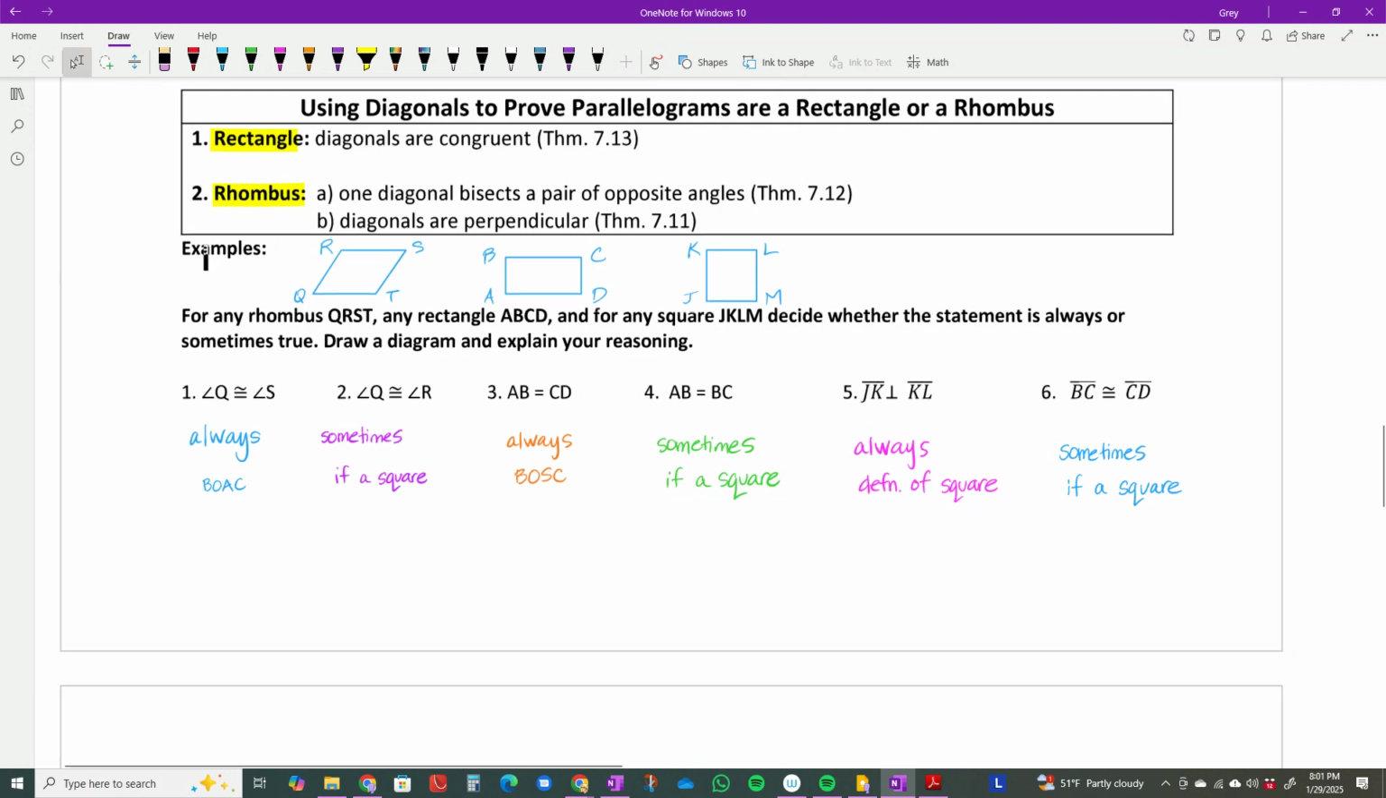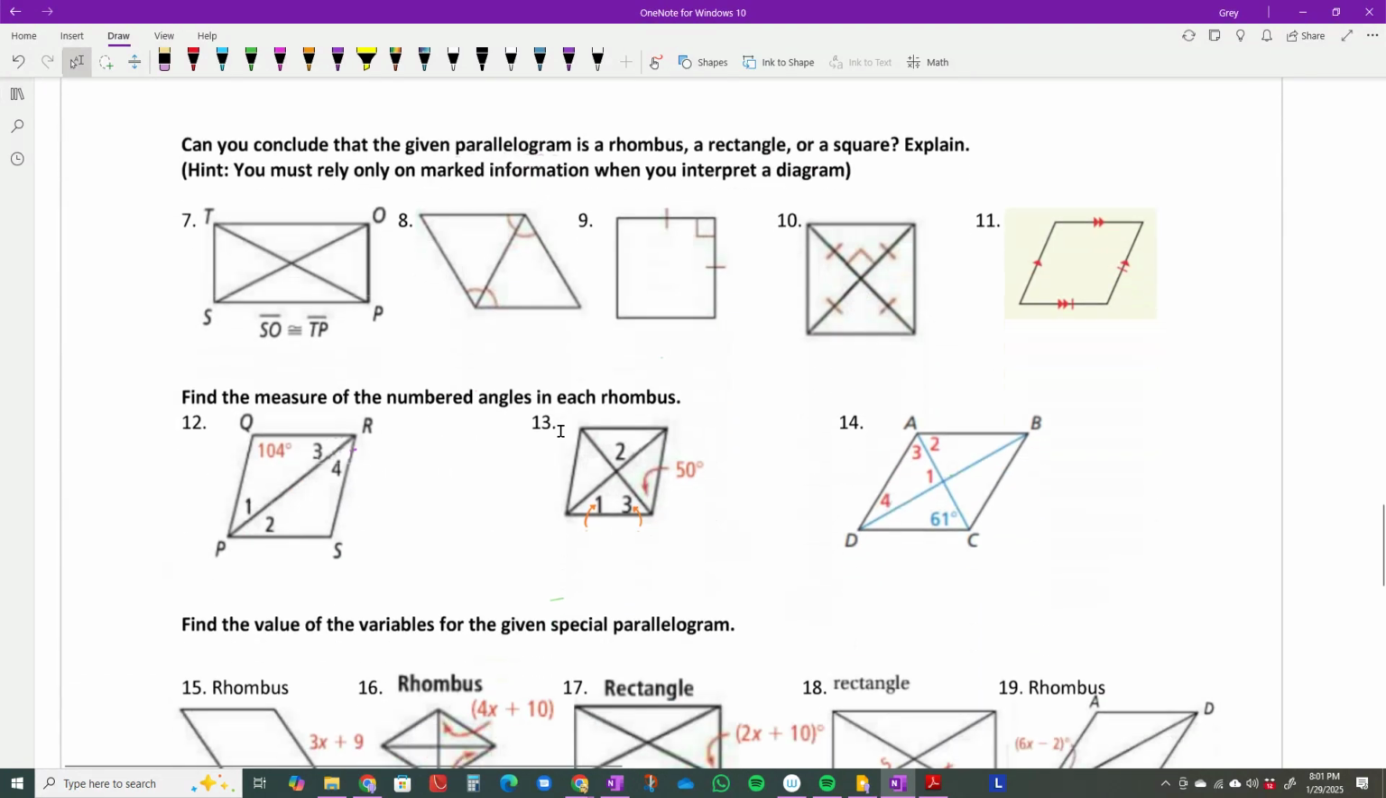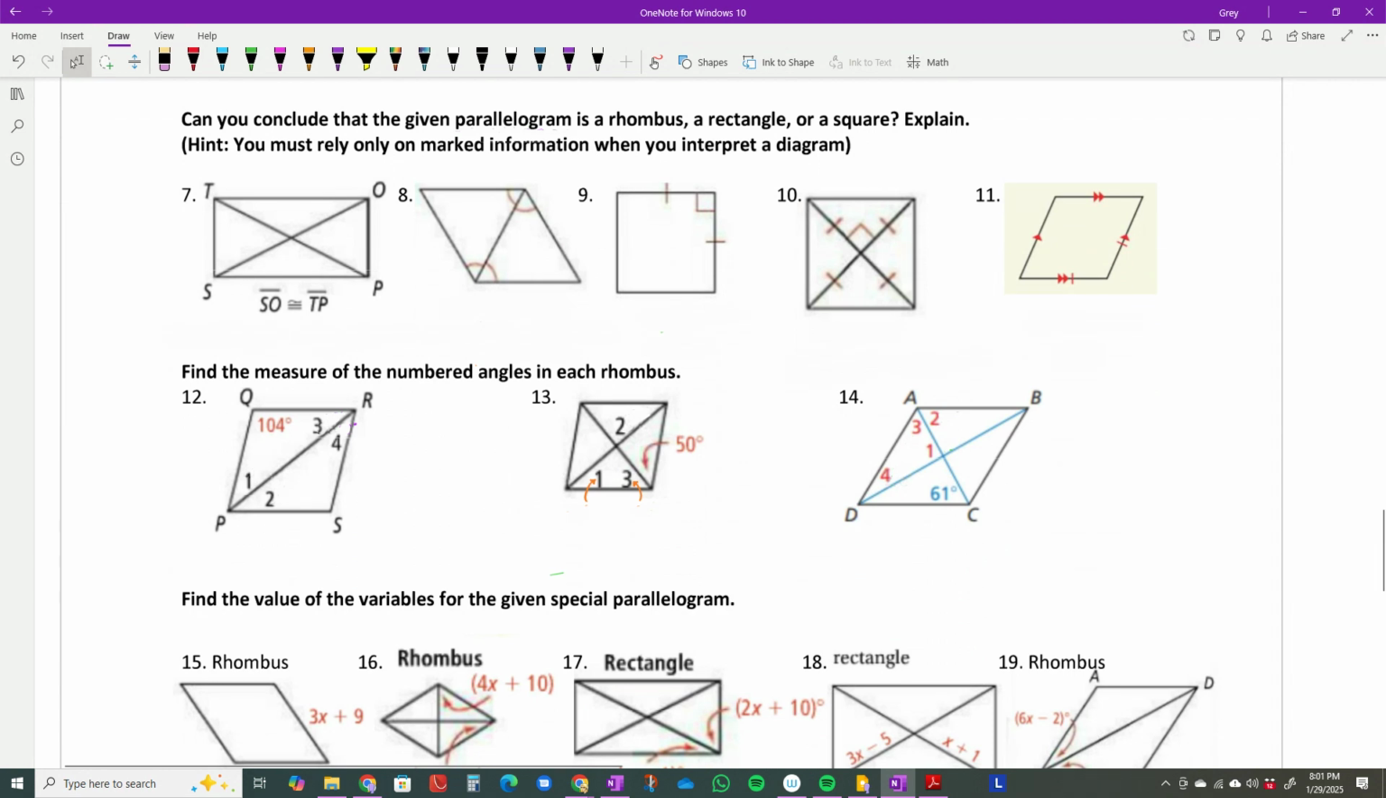Okay. Turn to the next page. This is the last page. All right, can you conclude that the given parallelogram is a rhombus, rectangle, or square? So keep in mind, we know it's a parallelogram. Hence, you must rely only on marked information when you interpret a diagram. So I'm looking at this. There are no markings on here, but I'm told it's a parallelogram. So I know all 5 of those things that I said 3 times in this video.